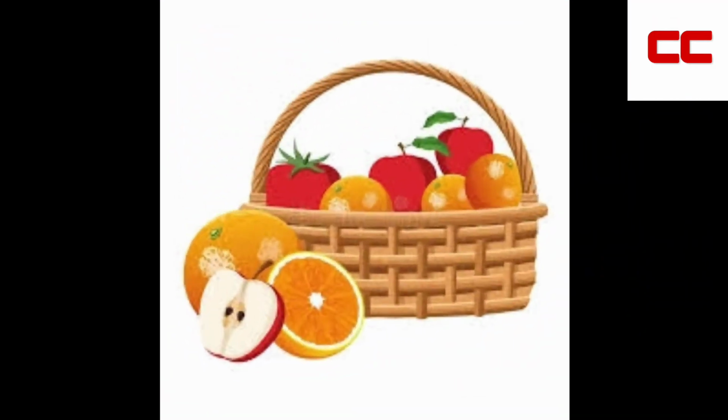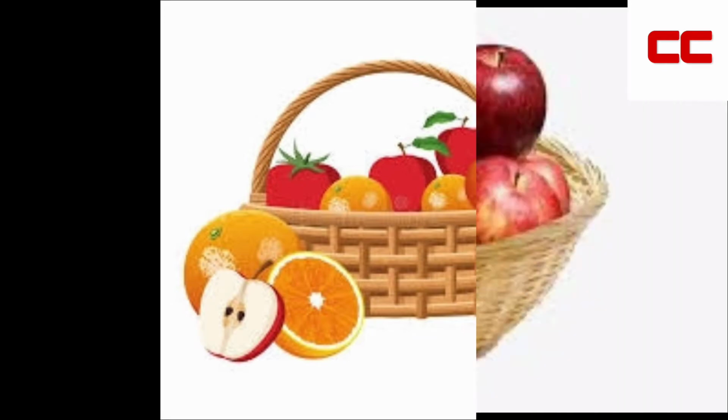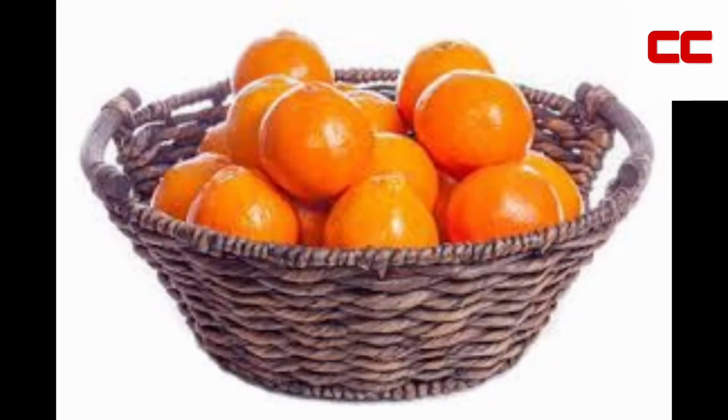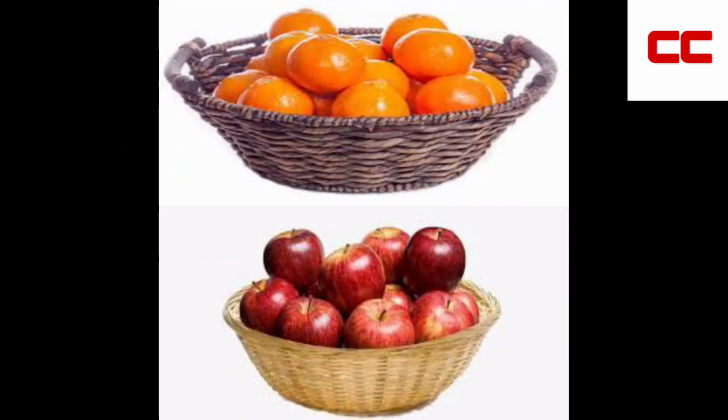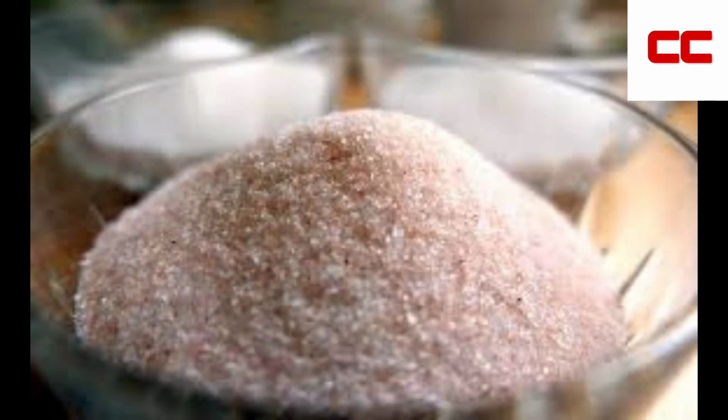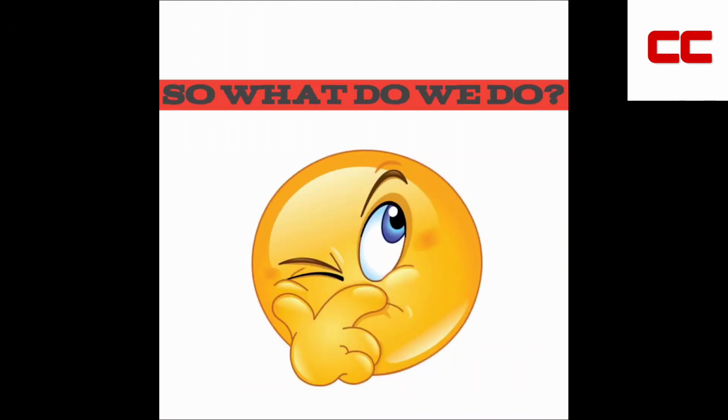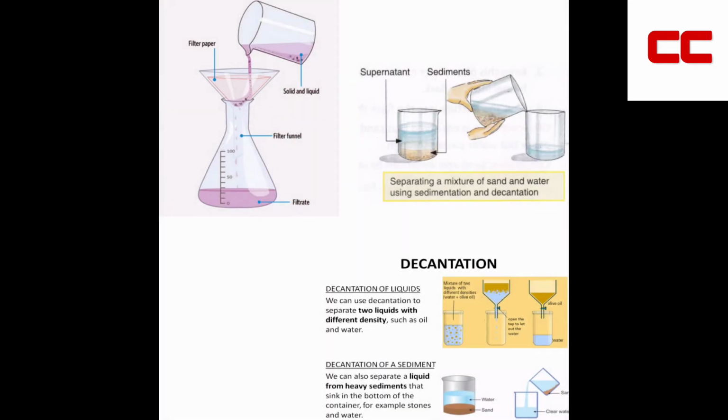If you were given a basket of oranges and apples and asked to separate them, what would you do? You would pick out one kind and place them in a separate container. It seems easy to separate apples and oranges, but what if the materials are much smaller than apples and oranges? We can't pick out sand and salt mixed together, right? But what do we need to do if we want to separate substances or materials like this? So let's discuss methods of separation.